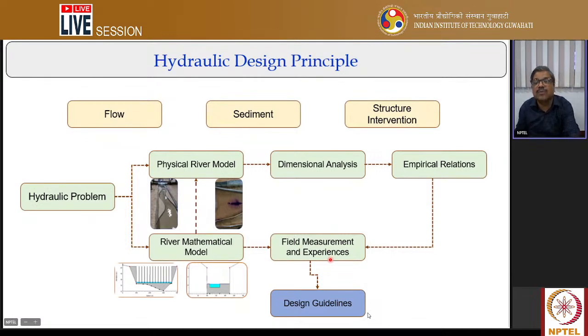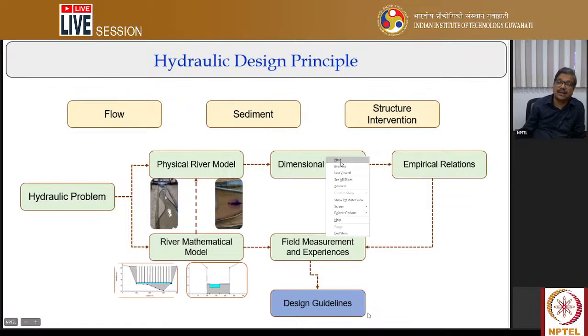Most of the time we follow this procedure to prepare design guidelines for bridge pier design, abutment design, and river protection works. So the Indian Standard Code of design guidelines is prepared by conducting a thorough analysis at the physical model level, field measurement, and dimensional analysis.